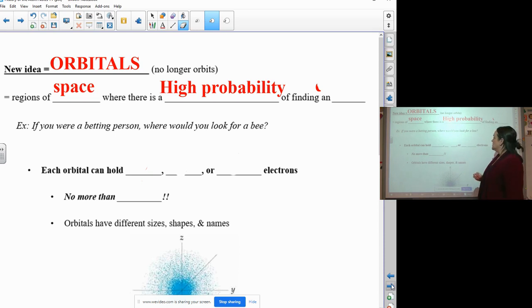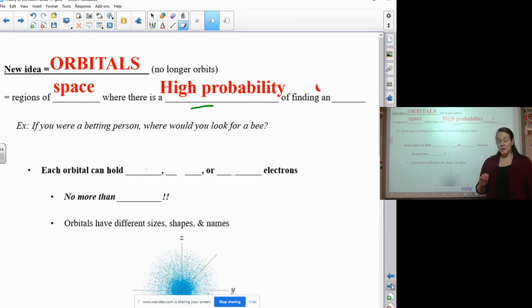If you were a betting person and I said, I'll give you $1 million if you can go find a bee, you would probably go to a beehive, correct? Are you guaranteed to find a bee in a beehive? No. Are you guaranteed to not walk outside right now and there's a bee right there? Absolutely. So it's not necessarily definite, but if you had to guess probability-wise where an electron would be, the electron is going to be in an orbital.